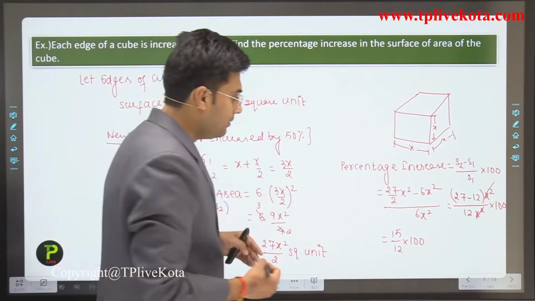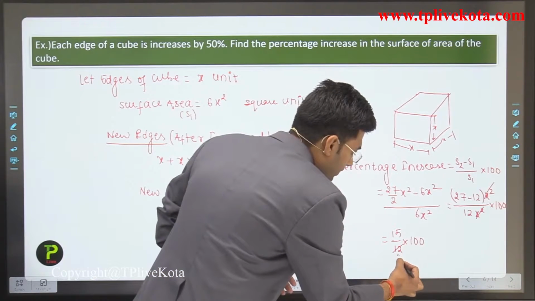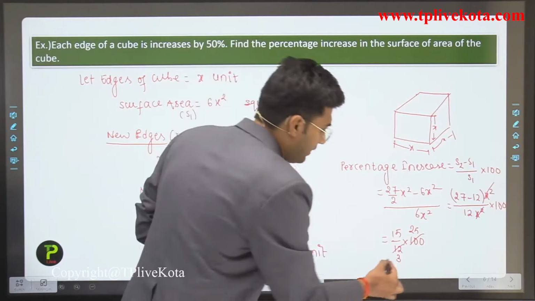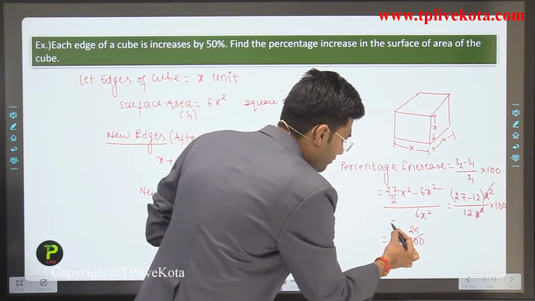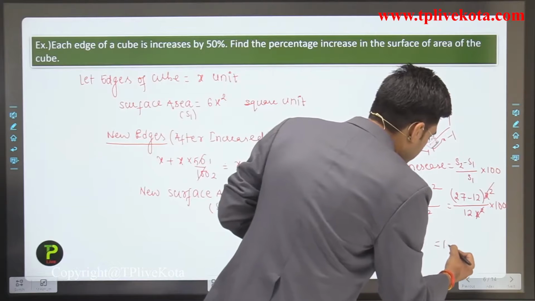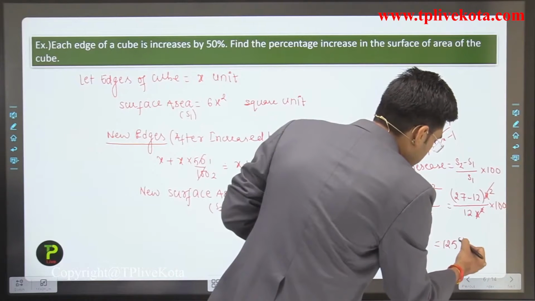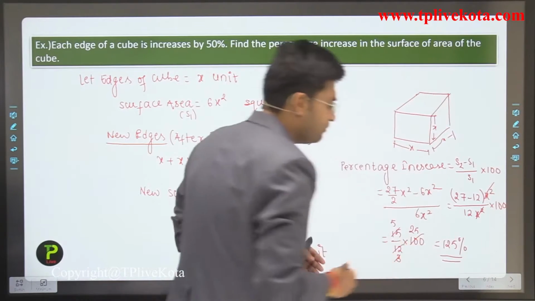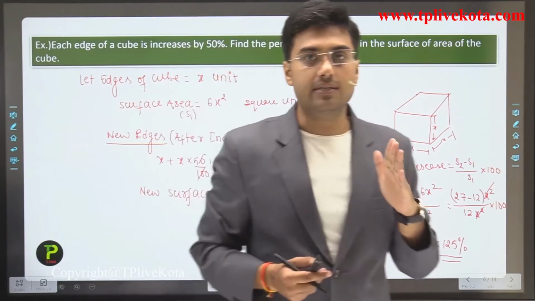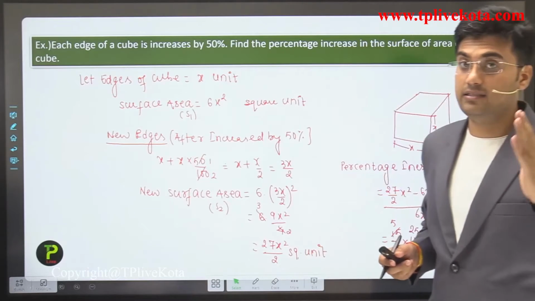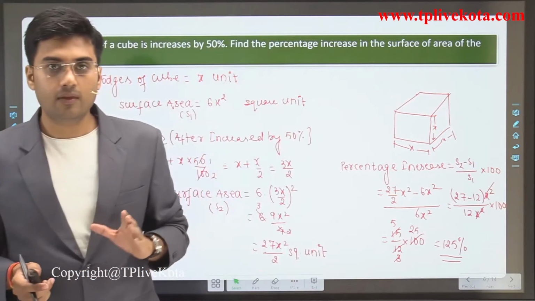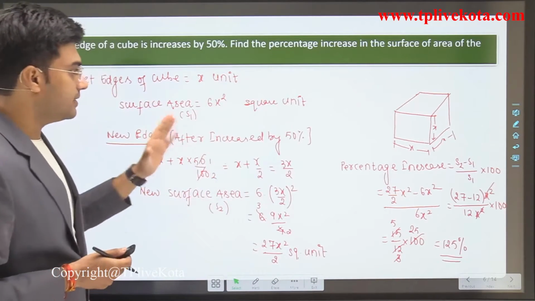Clear? And we can cancel this 12 by 4 with 3 times, and this is 25 times, and we can cancel this 15 by this 3, 5 times, so it is equal to 125%. So if edges are increased by 50%, then we can say that the total surface area is increased by 125%. Clear? So students, I hope you understand this question.